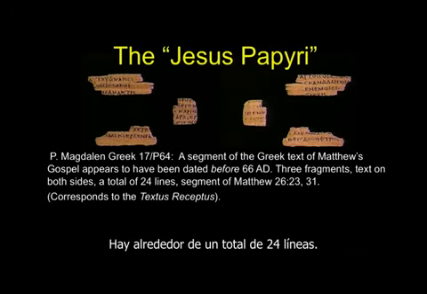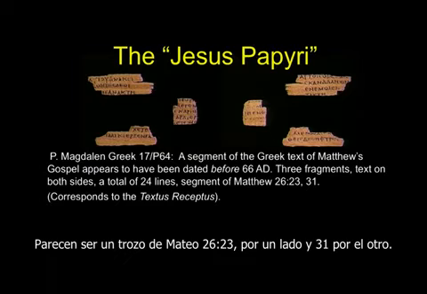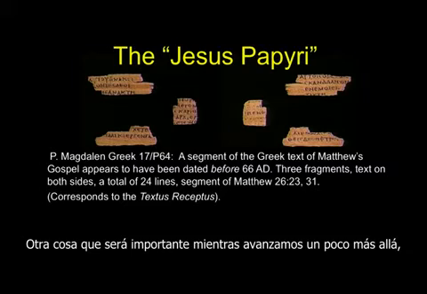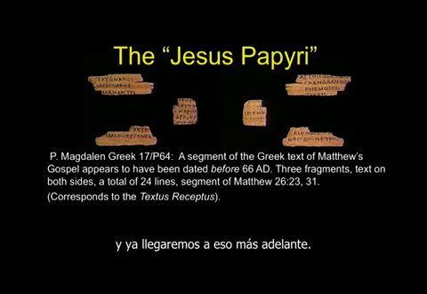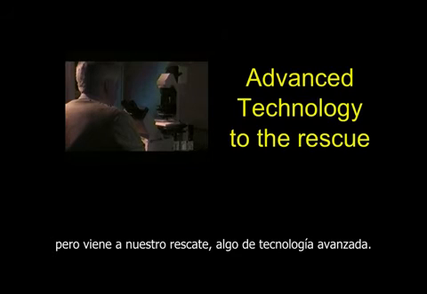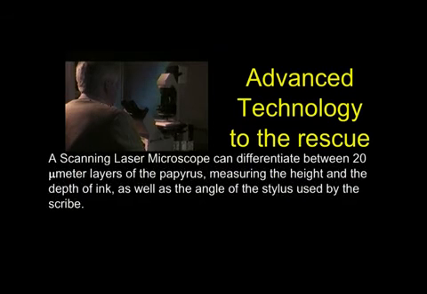There's about a total of 24 lines. They appear to be a segment of Matthew chapter 26, verse 23 on one side, verse 31 on the other. Something else that'll be important as we get a little further, they also conform to what we understand from the Textus Receptus, and I'll come to that later. But some advanced technology comes to our rescue.